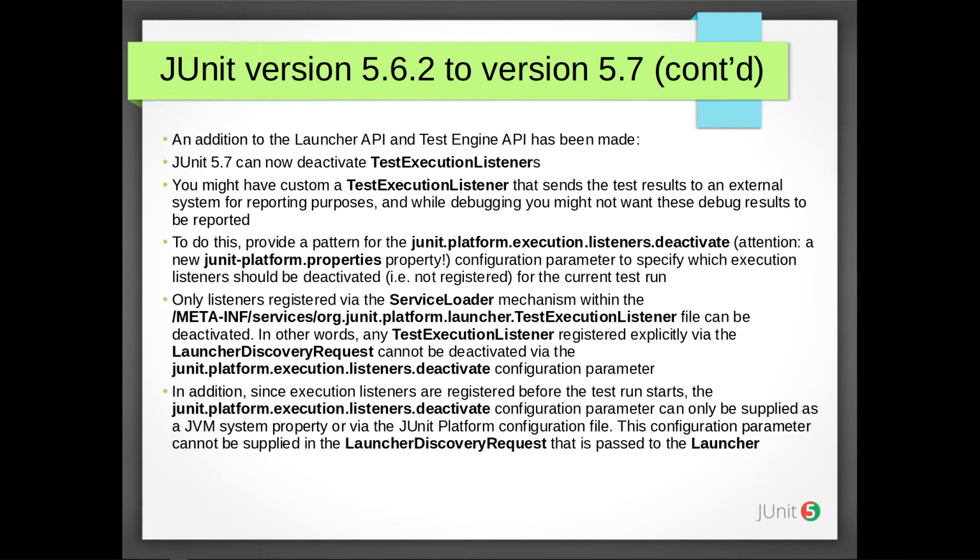In addition, since execution listeners are registered before the test run starts, the junit.platform.execution.listeners.deactivate configuration parameter can only be supplied as a JVM system property or via the JUnit platform configuration file, only in those two ways. This configuration parameter cannot be supplied in the launcher discovery request that is passed to the launcher, which is essentially what I just said in the previous bullet.